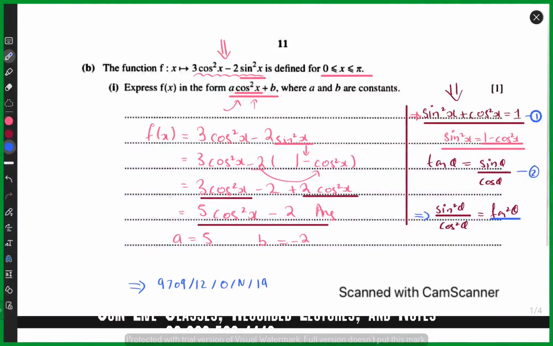Okay, this was in the book. And it is coming from the same idea, that you need to make the right angle triangle, and then you would get to see that.